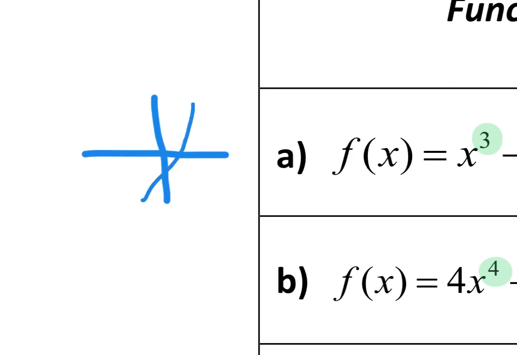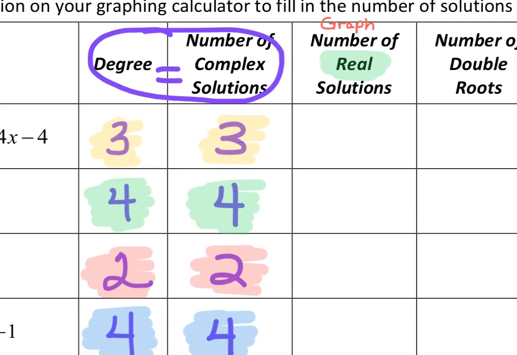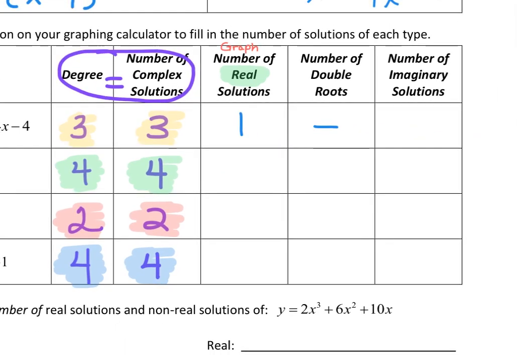Now remember that the number of real solutions is how many x-intercepts it has. And so in this equation here, part A, there's going to be one real solution. It's not a double root. And if there's one real and you're supposed to have 3 altogether, that means that 2 of them are imaginary. And remember that what you're looking for is for this number plus this number to add up to that number of complex solutions.